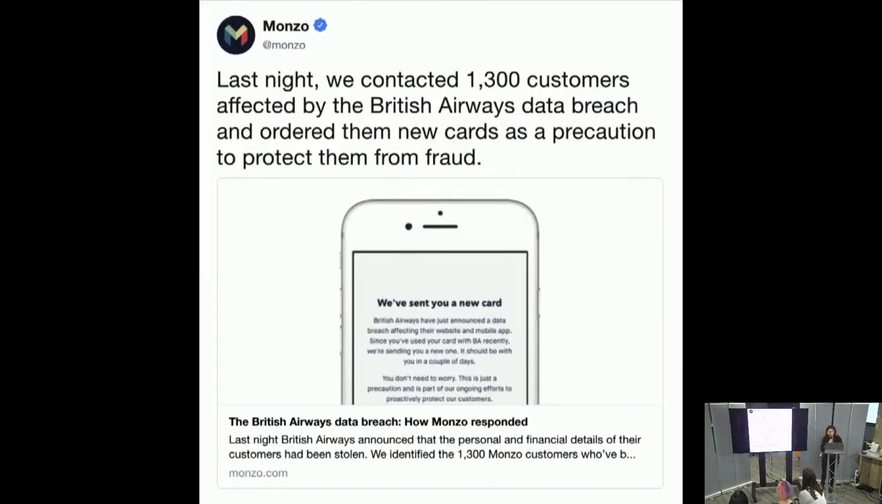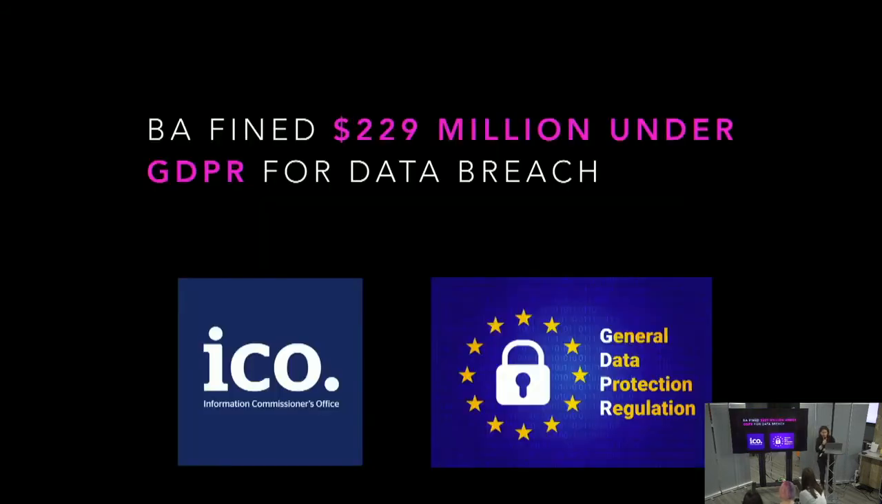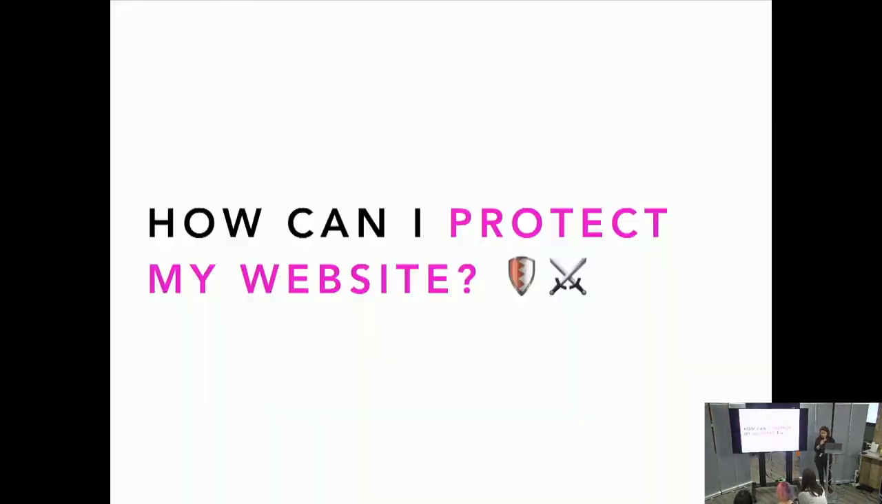So what happened after that? Well, Monzo had to also reissue some of the cards to prevent fraud for their customers. But for British Airways, they got fined $230 million under GDPR for data breach. That's really bad. So you're wondering, how can I protect my website? Because I don't want this to happen in my company.